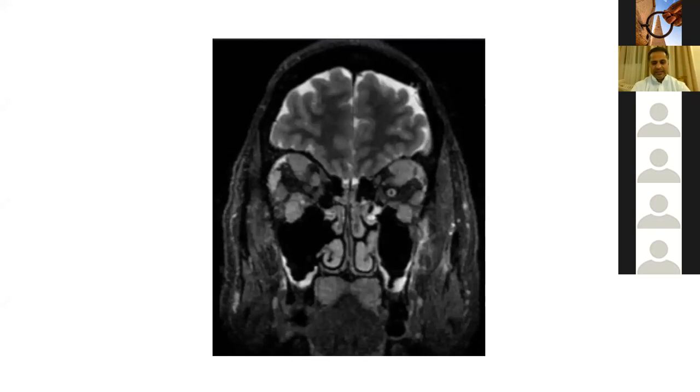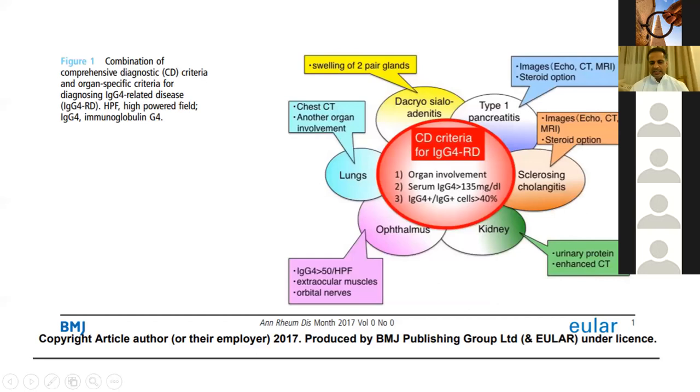That's very good. Just to make it easy to diagnose, if you read the literature there is a little bit of detail, so I brought this diagram for you. It's really easy and nice. There is something called the comprehensive diagnostic criteria. You mentioned the serum level of IgG4 should be more than 135 milligrams per deciliter. For a definitive diagnosis, you need a histopathology, where the IgG4 to IgG ratio should be more than 40%.